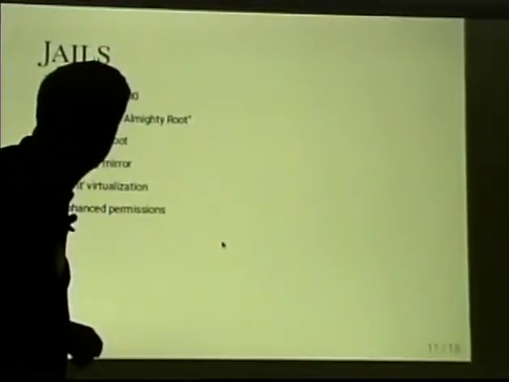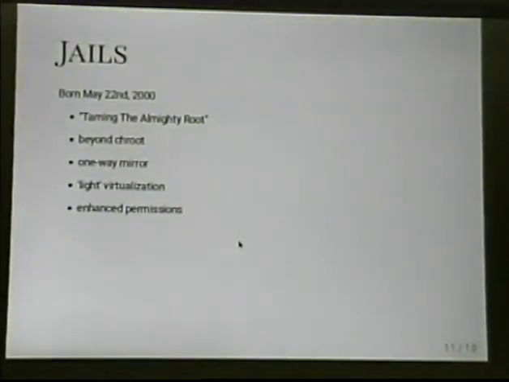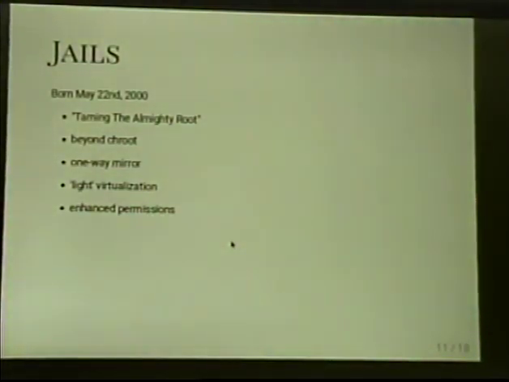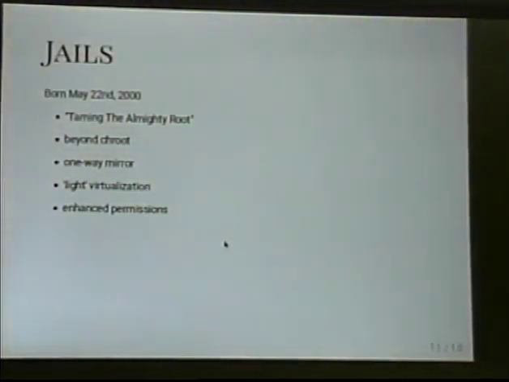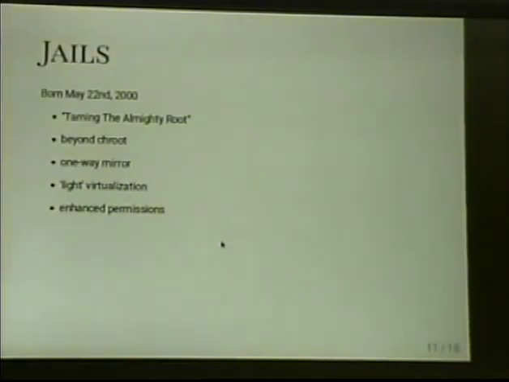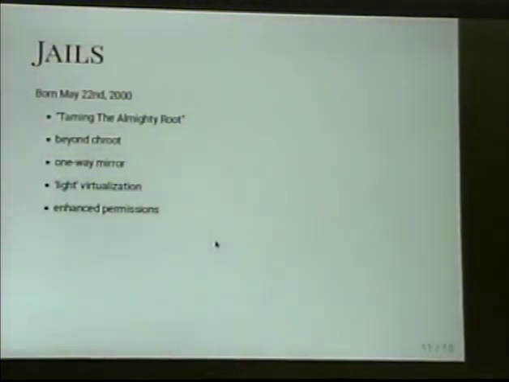Okay. So now we're going to talk about jails. So jails were... I got a question about ZFS. Yes. Would it be fair to tell someone who's not familiar with ZFS that it's like version control for your files, basically? It can be like that, yes.